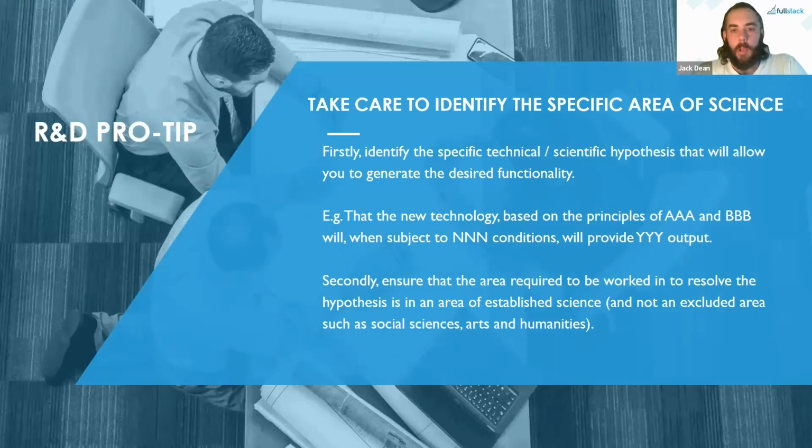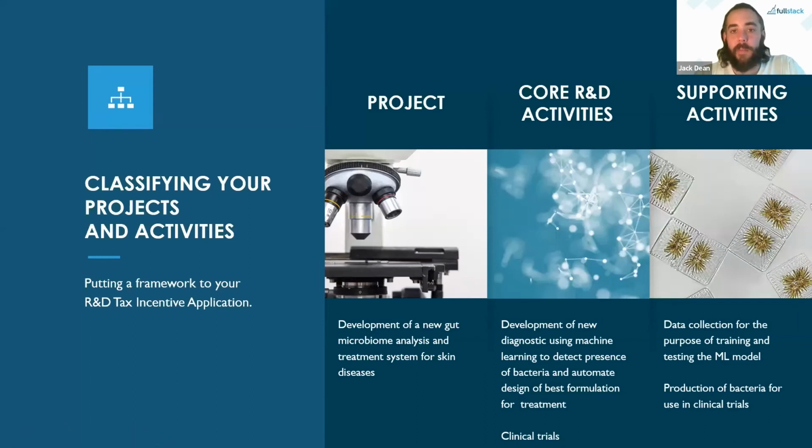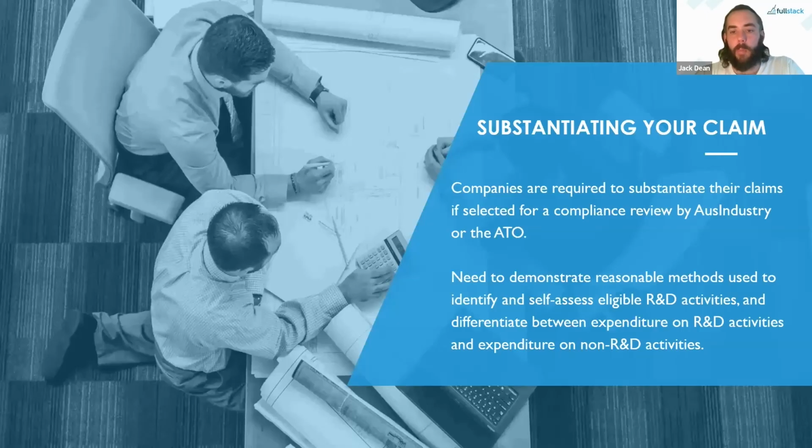So, we're running out of time, so I'm going to try and speed through some of these next slides. I think I've already covered that one. You really need to identify the specific area of science that you're working within. Classify your projects accordingly. Generally, a whole of platform claim will not be sufficient to demonstrate eligibility. You need to break down your activities into smaller core and supporting activities.